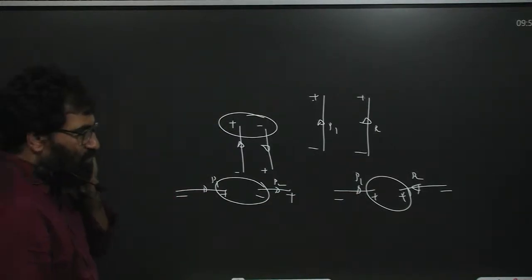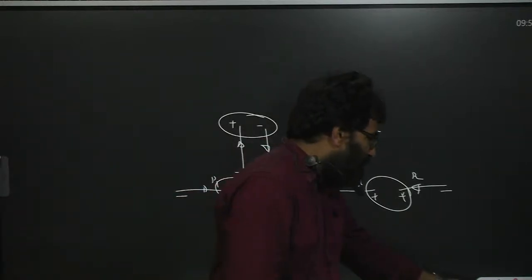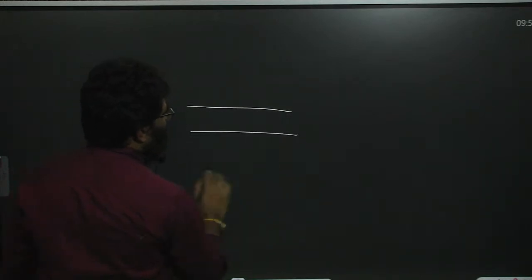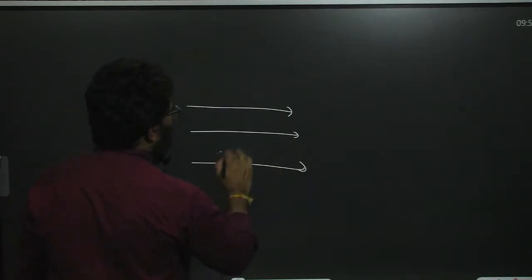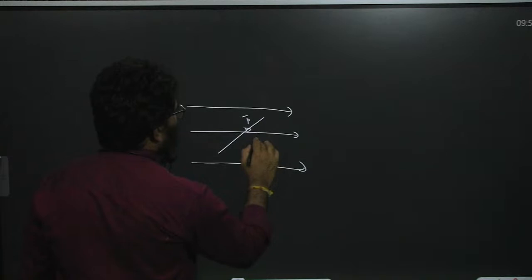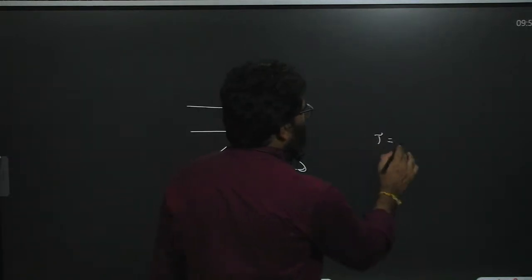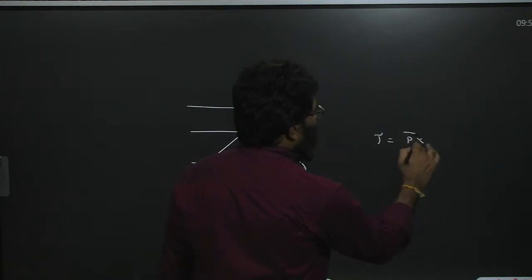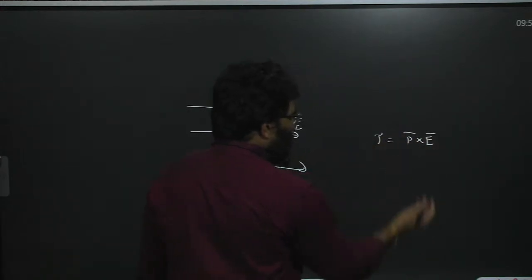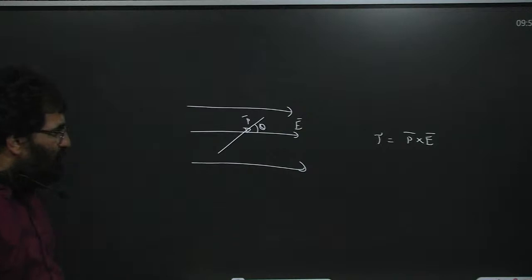Now, what is the torque acting on the dipole? How do we calculate torque when a uniform electric field exists? This is the external uniform electric field. When we keep the dipole like this, the angle between the dipole moment and the field is theta. So what is the torque acting on it? Torque is equal to P bar cross E bar. Torque is a vector quantity. The torque is always perpendicular to E bar and P bar.